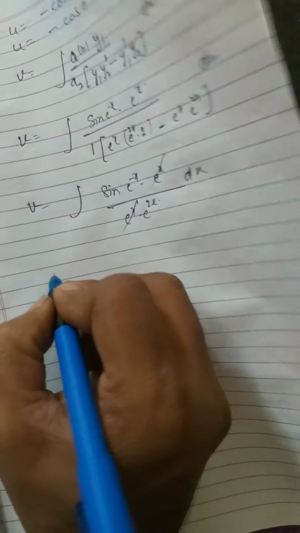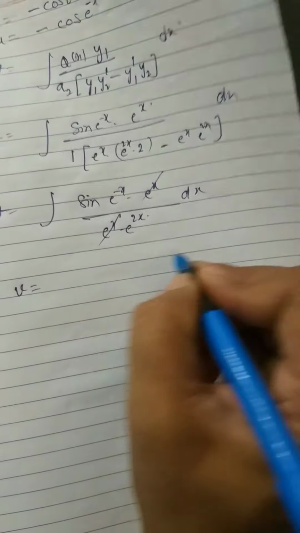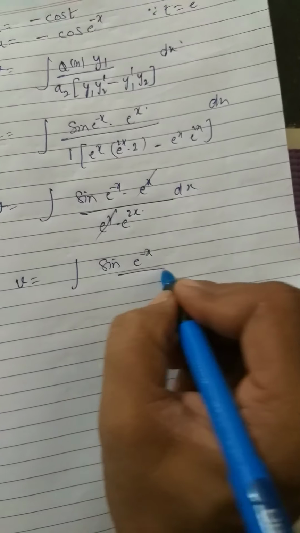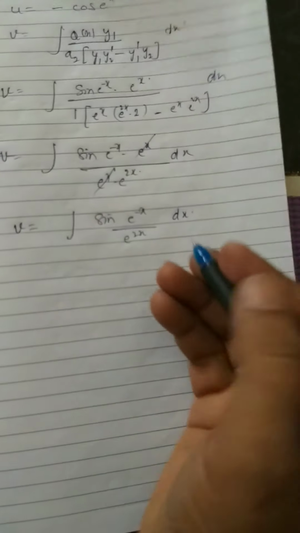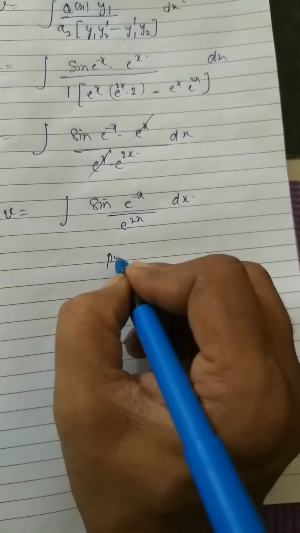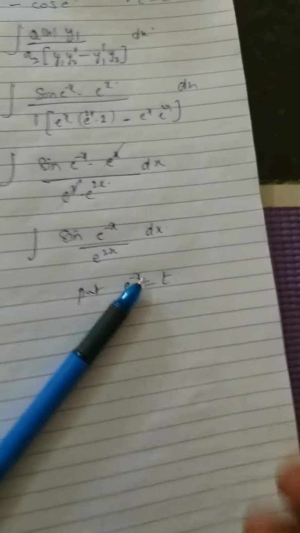Now v = ∫ sin(e^(−x)) / e^(2x) dx. Now what are you going to do? Now put e^(−x) = t, right?